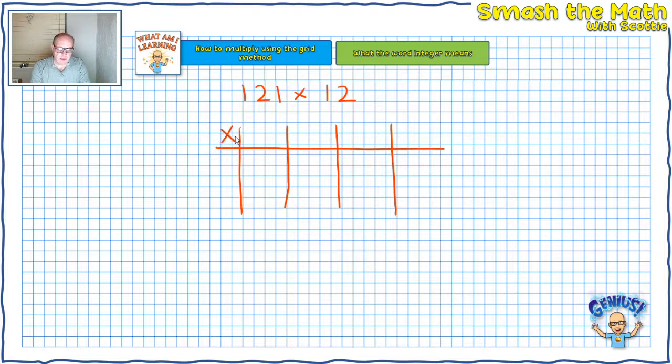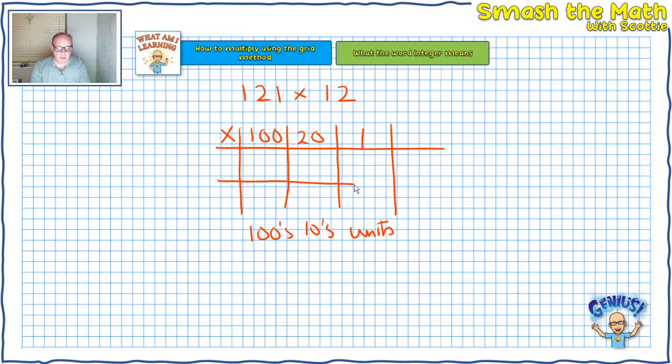So I'm just going to put my times there to remind me I'm multiplying. Now, it doesn't matter where I put the 12 or the 121. I'm going to put the 121 at the top. So now I've got hundreds, tens, and units. I've got 100, 2 tens or 20, and 1 unit.